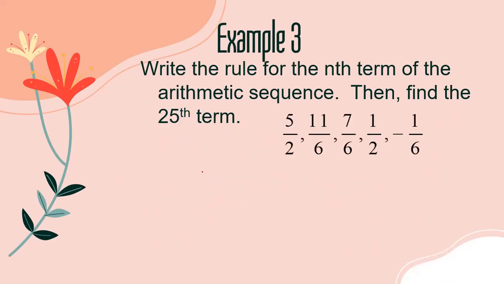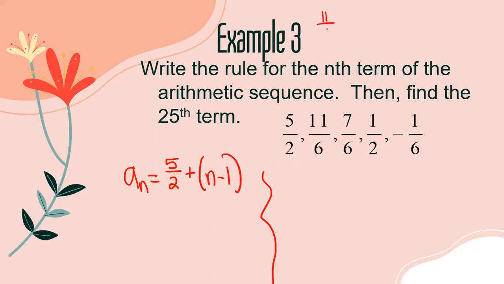Example 3. This one's a little more disgusting, so I could use my formula. We're going to do the formula one more time, and I'm going to start taking away. So I need my first term, so it's a sub n equals a sub 1, which is 5 halves, plus n minus 1 times my common difference. Ooh, Marsh doesn't know what that is. 11/6 minus 5 halves. Ho, ho, ho. So Marsh is going to need to multiply by 3 here. So this is 15. Whoopsies.